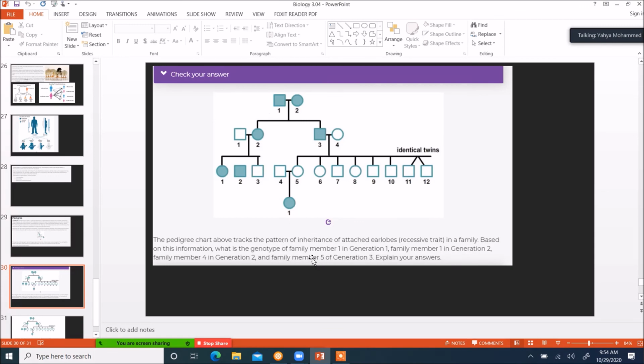So family member 5 of generation 3. This one right here, family member 5, generation 3. All right, Yusuf, what do you think? It is most likely recessive allele, so it'd be lowercase r, lowercase r. But it is possible. Check again. It can only be lowercase. Sorry, I mean uppercase R, lowercase r.